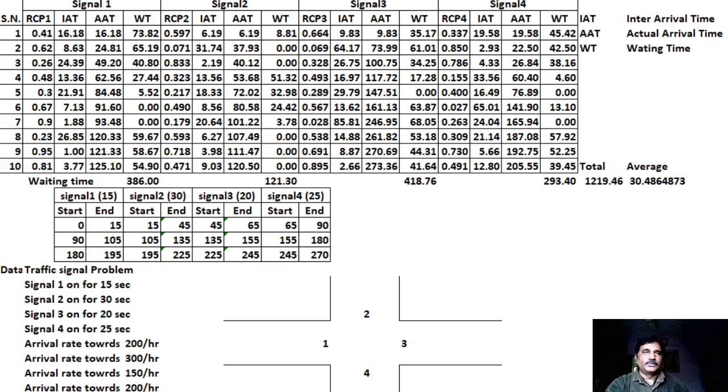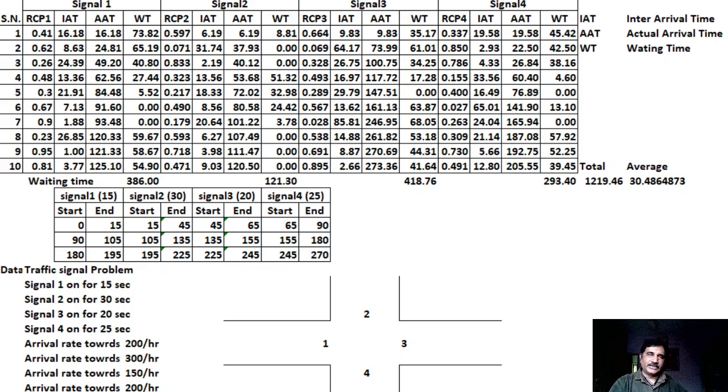In this video, we'll be seeing how to simulate the traffic signal problem for getting the average waiting time for all the vehicles coming from all four directions at a signal. The data for this problem is given.